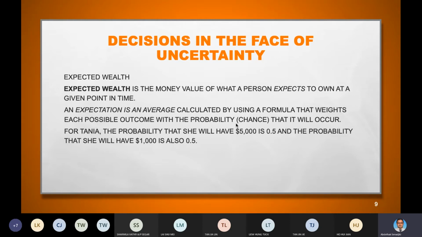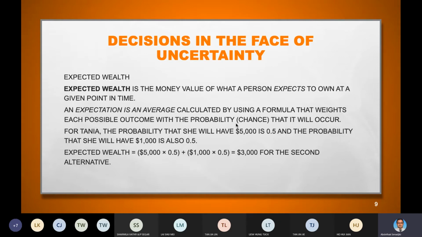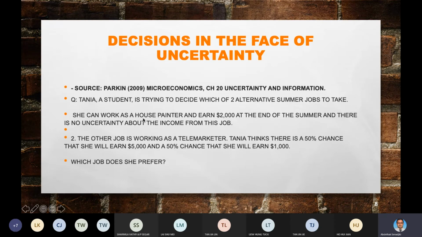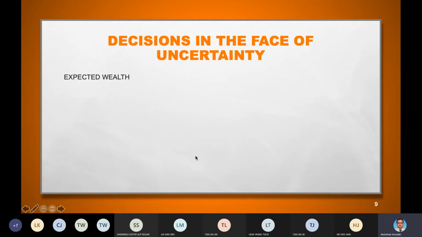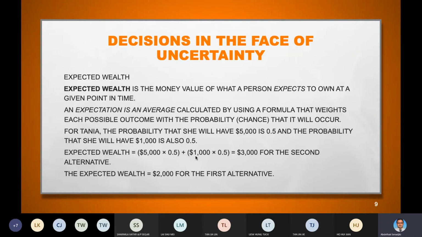So in our case, for Tina, the probability that she will earn 5,000 is 0.5, because either she will earn 5,000 or 1,000. She has a 50% chance to earn 5,000 and a 50% chance to earn 1,000, so both of them are 0.5. Her expected wealth is 5,000 times 0.5 plus 1,000 times 0.5, which equals 3,000 for the second alternative. If she chooses the first job, house painter, she can earn only 2,000. If she works as a telemarketer, on average, based on that calculation, she will get 3,000. So the expected wealth is 2,000 for the first alternative and 3,000 for the second alternative.